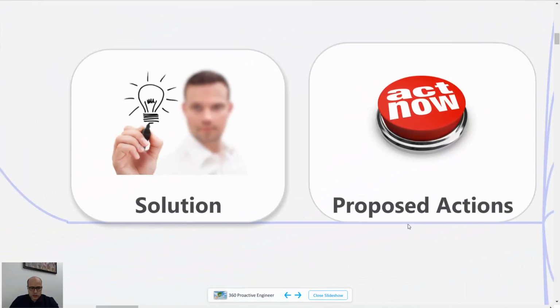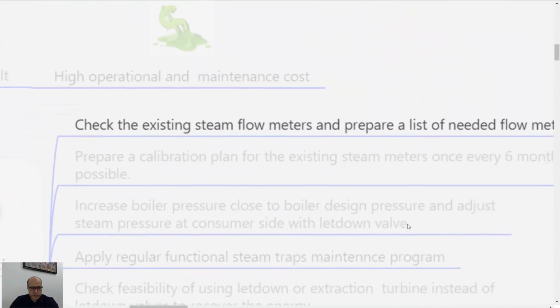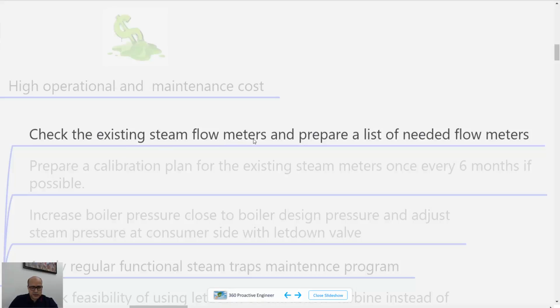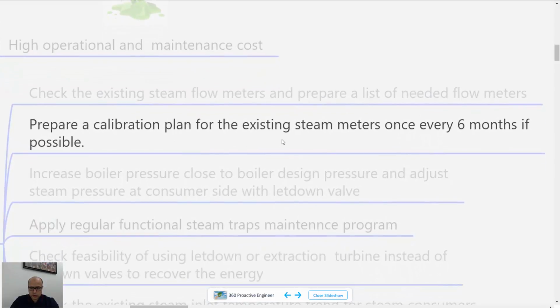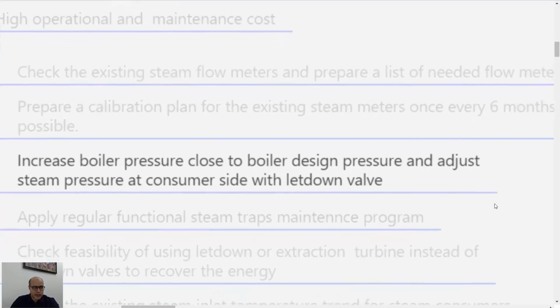So in order to see what other actions we can take, we should check our existing steam flow meters regularly, and we should also make a list of those flow meters. We should calibrate them at least every 6 months. And most of the energy standards like ISO 50001 also recommend, as a mandatory requirement, calibration for the list of the flow meters, especially for the significant energy users in the system.